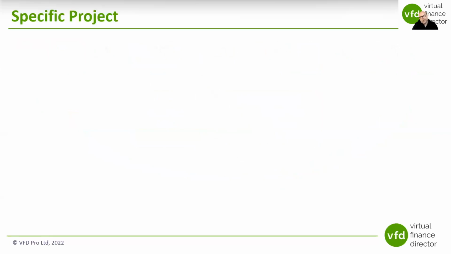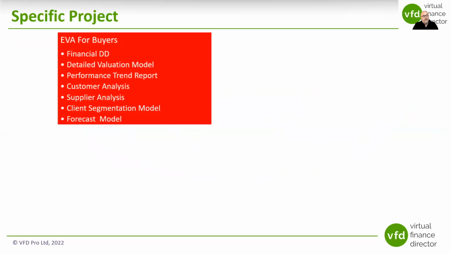We've then got specific projects that we might want to get involved in, and for that we've got, labeled really creatively, EVA for buyers, where if I'm acting for a client to buy a business, I'm going to want to do the financial due diligence. I'm going to want to be able to prepare a valuation. I'm going to utilize the performance trend report to understand exactly what's been happening over the last month, 3 months. I'm going to use the customer and supplier analysis to help me understand the key customers, key suppliers, and whether there's any risk.